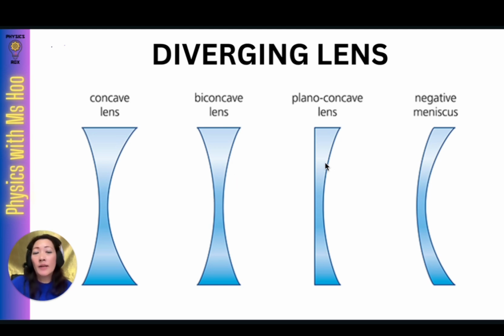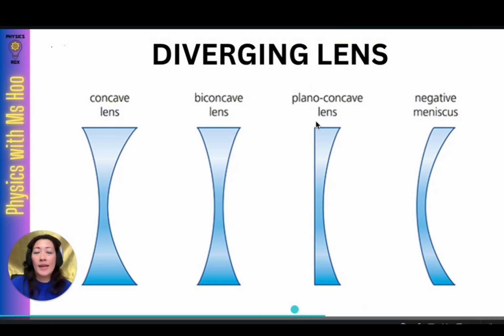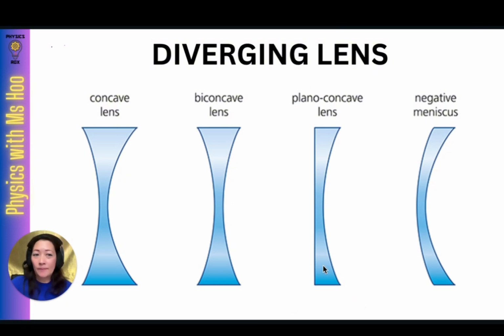A plano concave lens is a lens which is only curved on one side like this, and the other side is flat or plane. A negative meniscus lens has curvature on both sides, but they seem to be curving in the same direction. The difference is that the curvature is in such a way that the lens would cause the light rays to diverge. So you'll find that this side of the lens is curved inwards far more than this side of the lens.